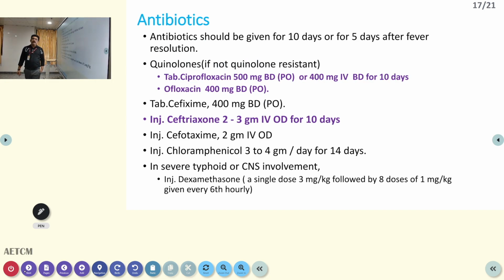Now, how do you treat typhoid? Normally when we see a patient with typhoid, you can examine the patient from clinical examination itself. You may get a clue. Blood culture takes at least 48 hours.